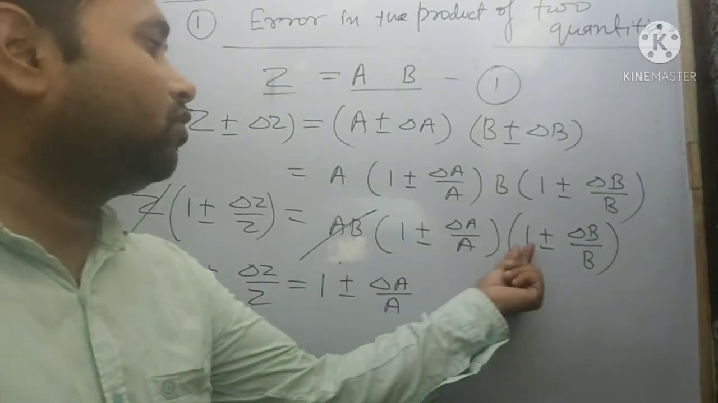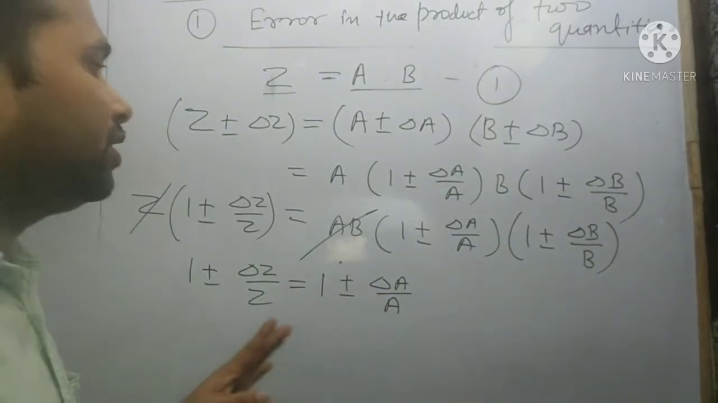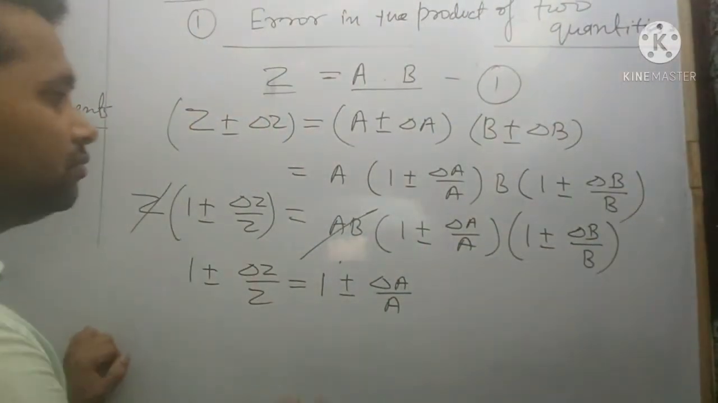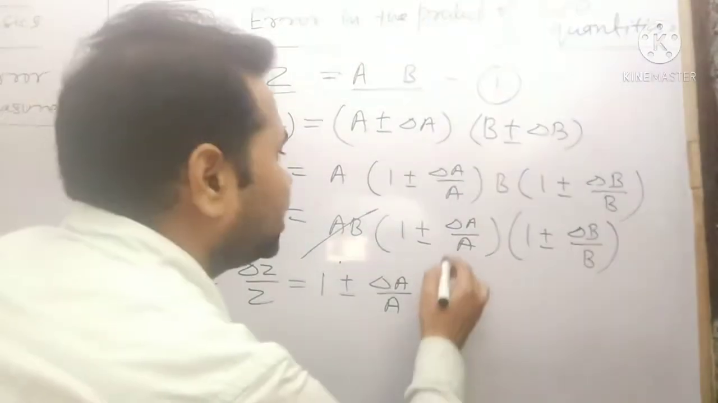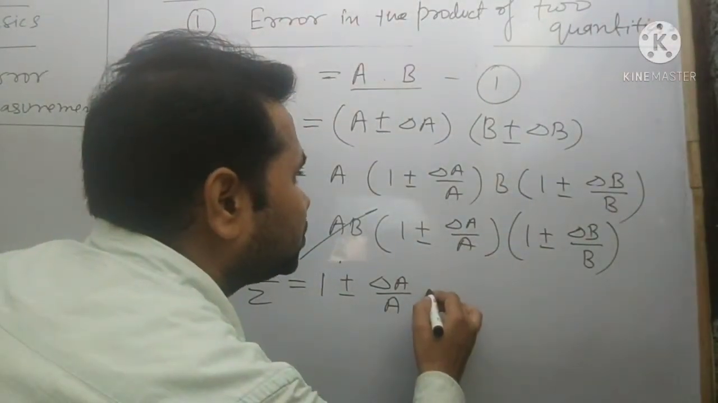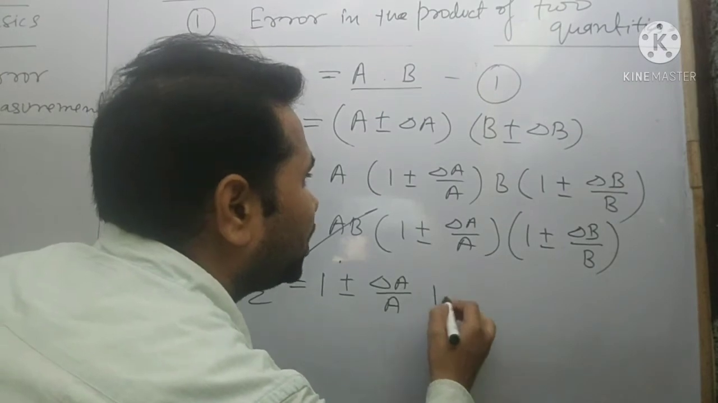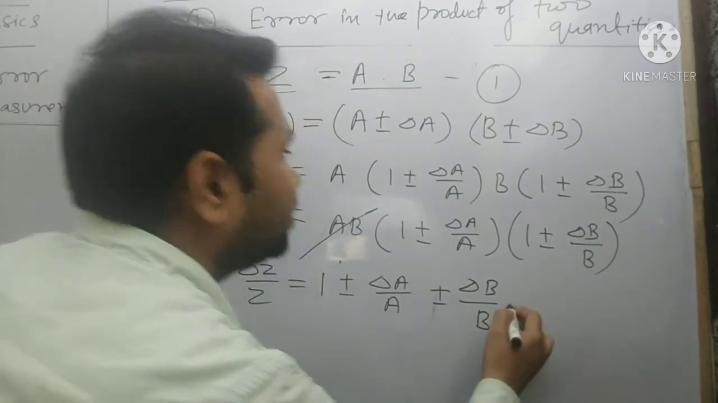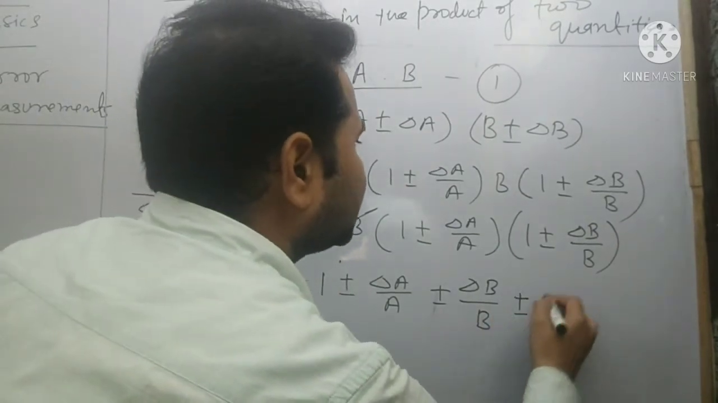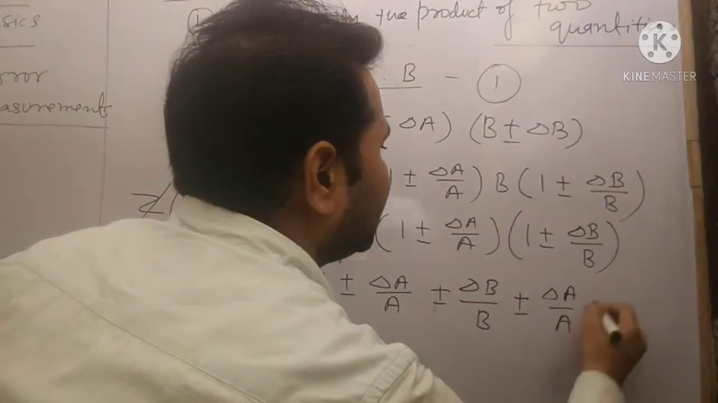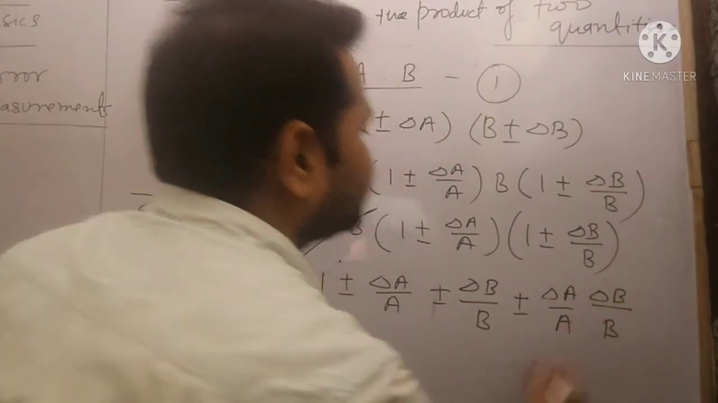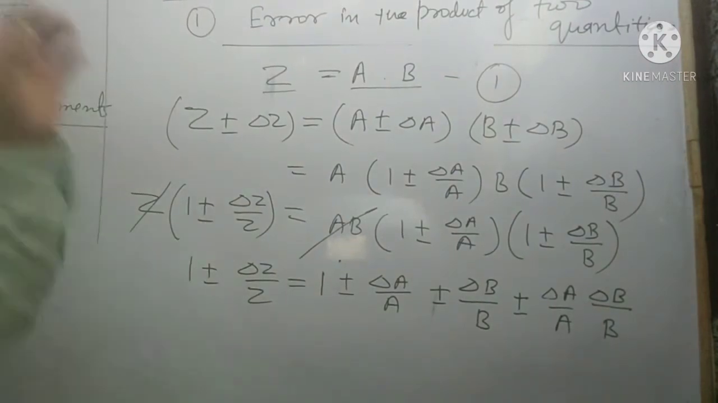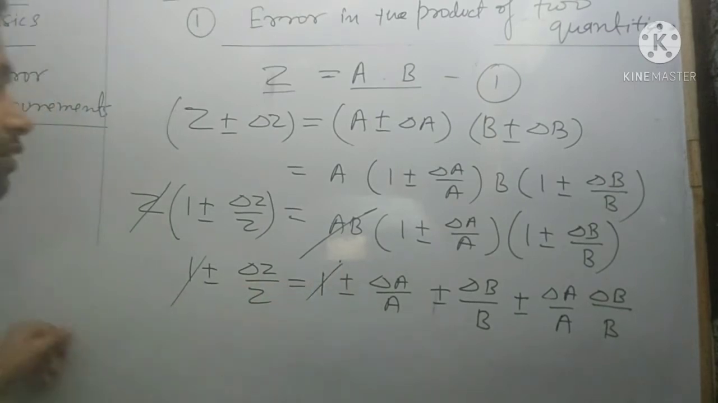ये पूरा इससे मल्टीप्लाई होगा 1 से, so 1 plus minus delta a by a, और ये क्वांटिटी जब delta b by b से मल्टीप्लाई होगी, we are applying the distribution law generally, so this will be equals to 1 plus minus delta b by b and plus minus delta a by a delta b by b. देखो distribution law लगा दिया. Okay, now see, 1 in left side, 1 in right side, cancel.